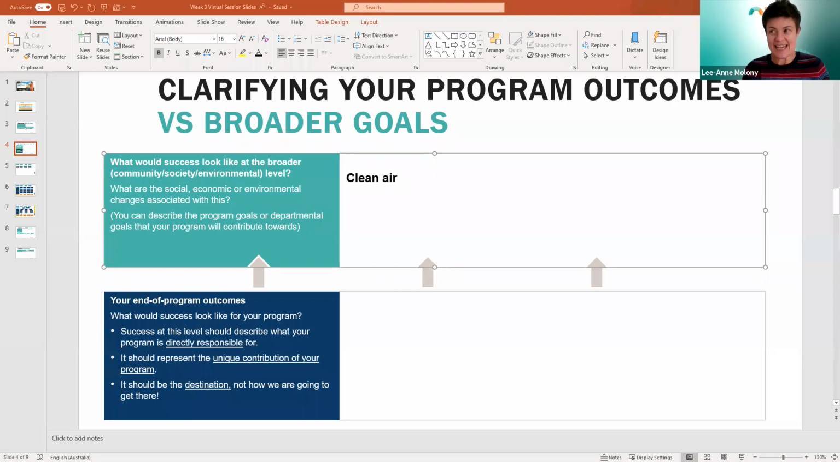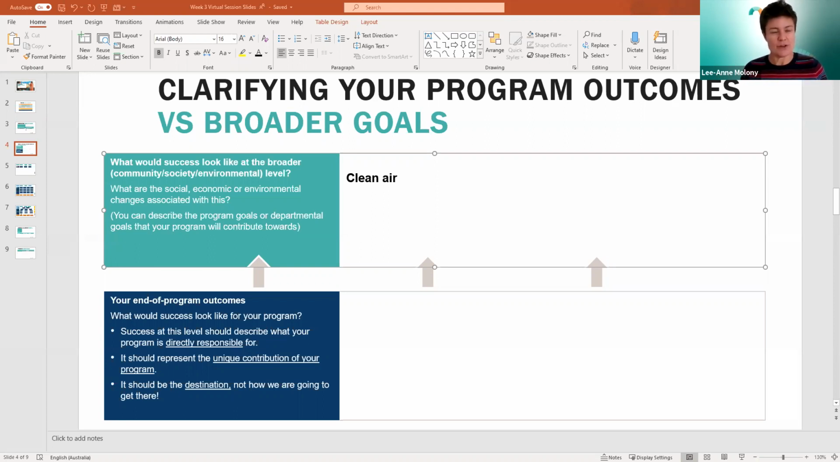So the reason why clean air is a really appropriate broader goal rather than an end of program outcome is because we can't expect this small program to make the air of Castlemaine clean, okay? There'd be other factors that contribute to how clean the air in Castlemaine is. The emissions from energy use would be one of those factors, but it wouldn't be all of it, okay? There might be some kind of smoke pollution coming from the factories. That also contributes to poor quality air.